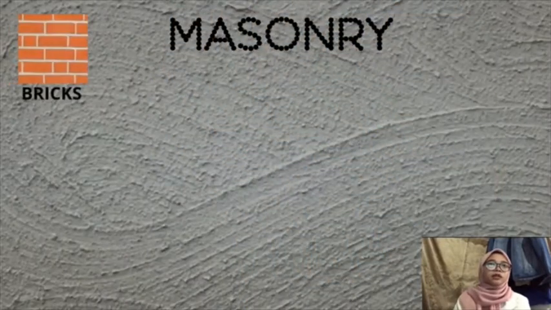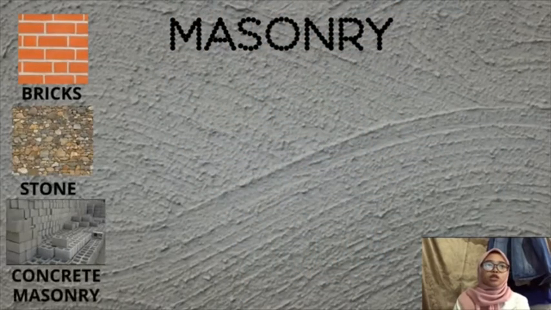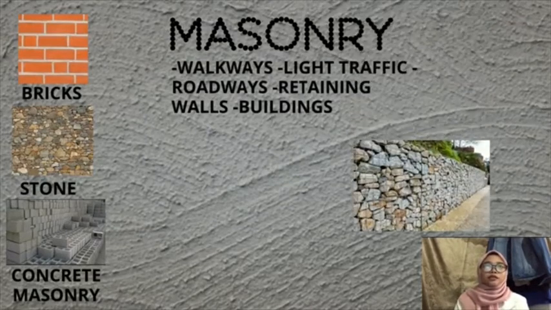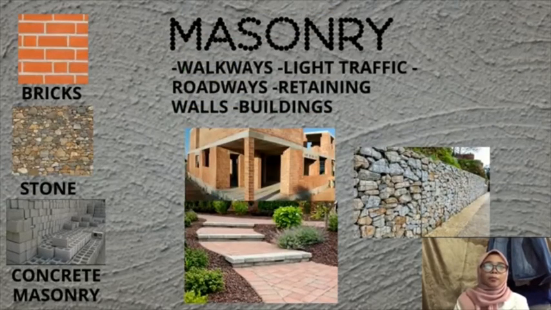Masonry. Examples of masonry are bricks, stone and concrete masonry. It is used for walkways, traffic, roadways, retaining walls and buildings. As examples there, I've provided pictures of retaining walls, a building and walkways.